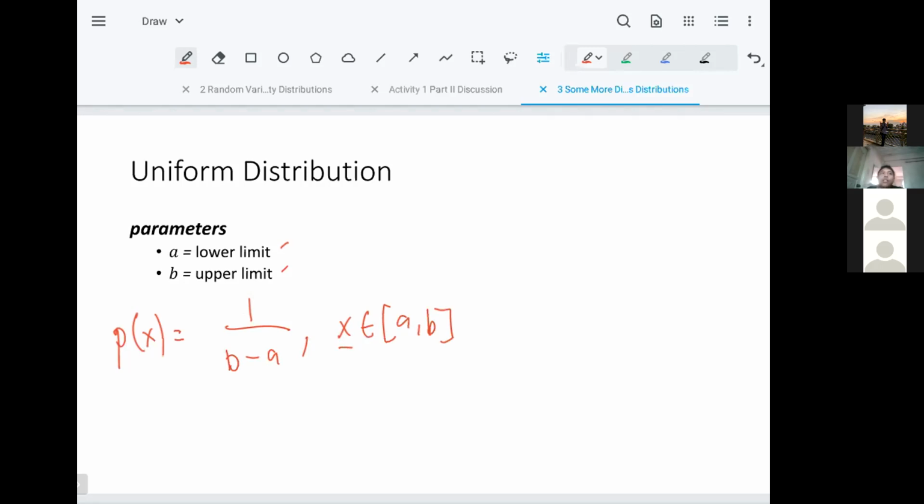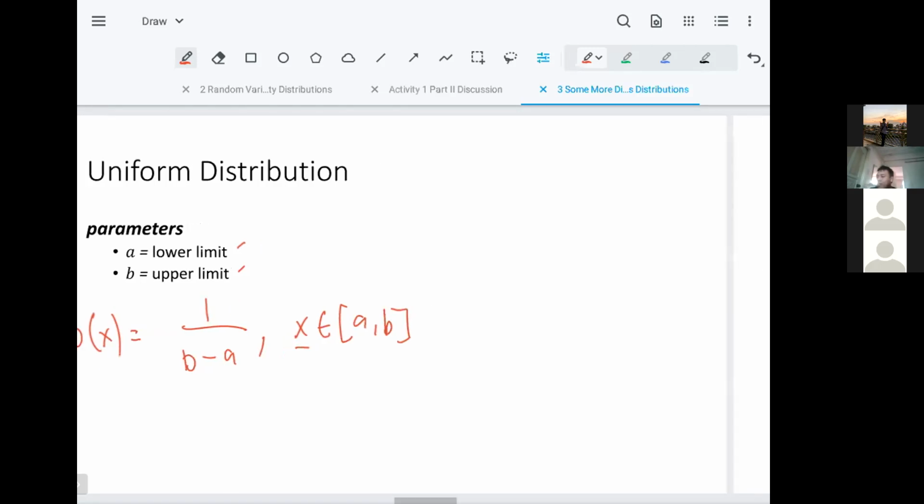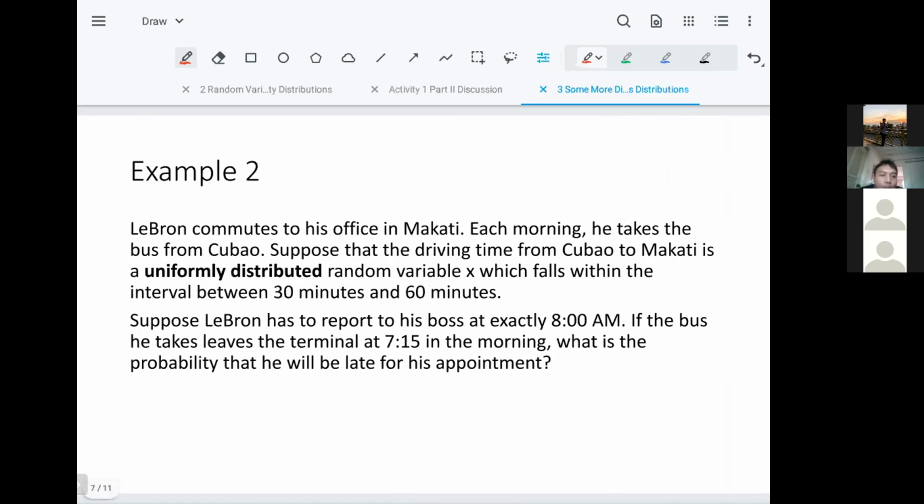Okay, so anong pinagkaiba niya dun sa discrete uniform? Well, as of now, discrete uniform is discrete, this one is continuous. But let's go to the example. So LeBron commutes to his office in Makati. Each morning, he takes the bus from Cubao. And suppose that the driving time from Cubao to Makati is uniformly distributed. So it's already given, which falls in the interval 30 to 60 minutes. So yan. Gets na endpoint sila, diba? Lower and upper limits. So suppose LeBron has to report to his boss at exactly 8 a.m. If the bus he takes leaves the terminal at 7:15, what's the probability that he will be late?